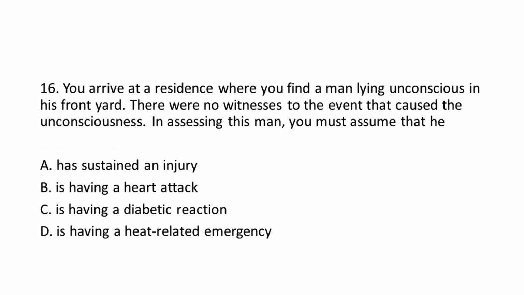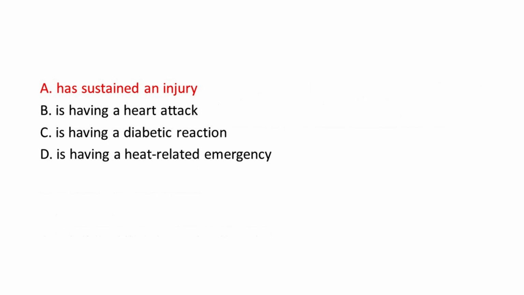16. You arrive at a residence where you find a man lying unconscious in his front yard. There were no witnesses to the event that caused the unconsciousness. In assessing this man, you must assume that he: A. Has sustained an injury. B. Is having a heart attack. C. Is having a diabetic reaction. D. Is having a heat-related emergency. The answer is A. Has sustained an injury.